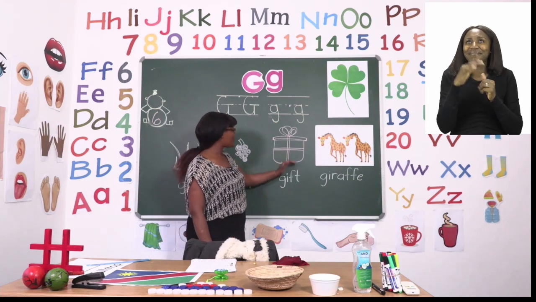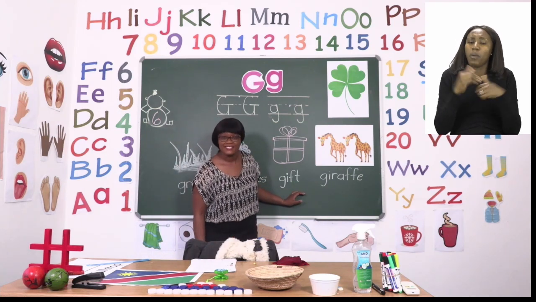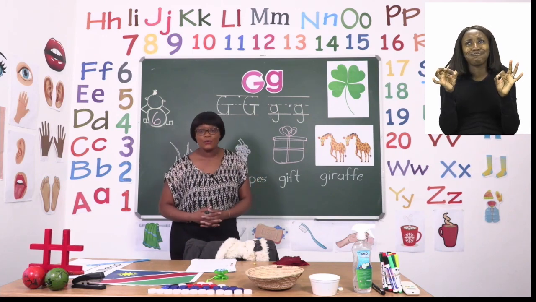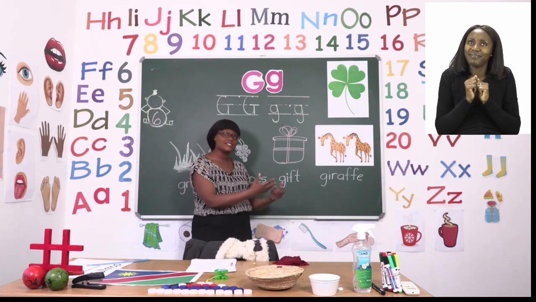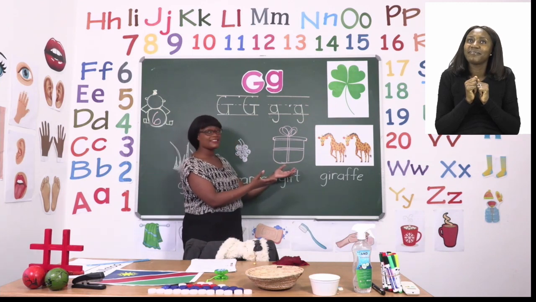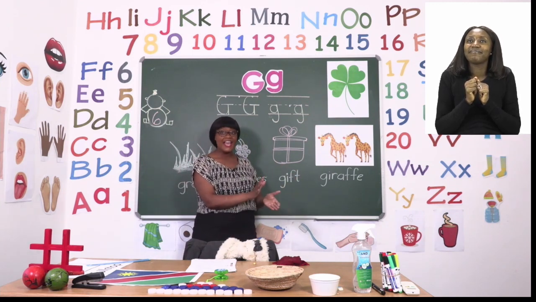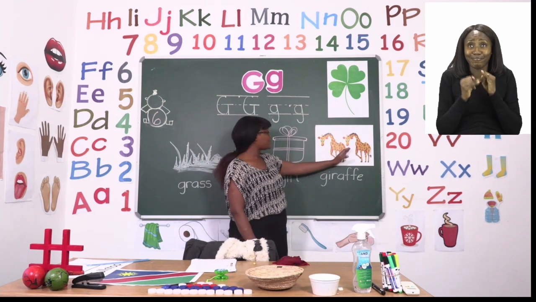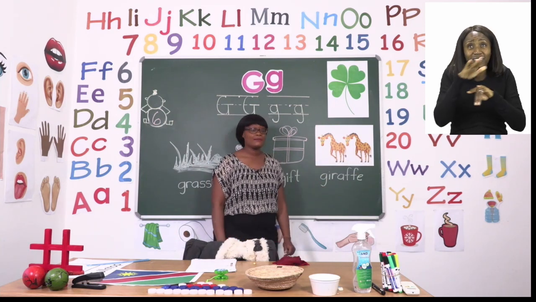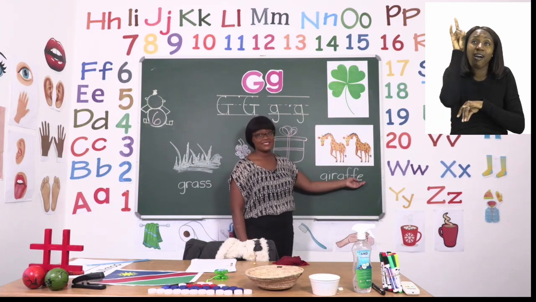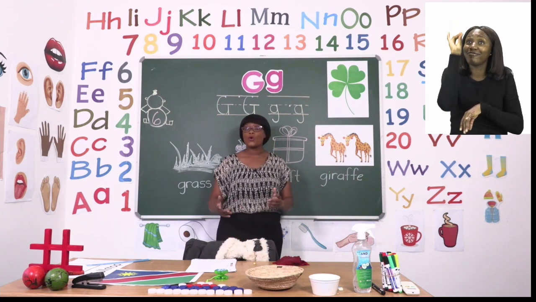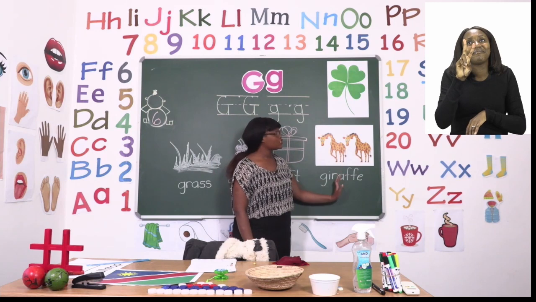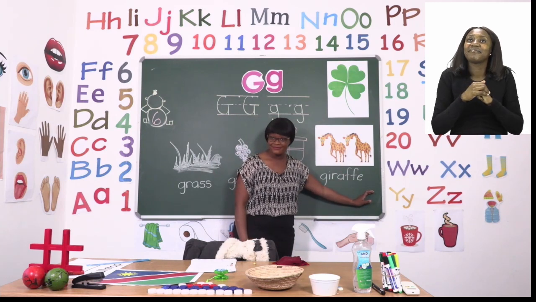And then on the board I have a gift. Now a gift is another word for present. So if you give someone a present, you have given them a gift. And then I have two animals here and both of them are giraffes. So one giraffe, and then when there are more than one, we say two giraffes.